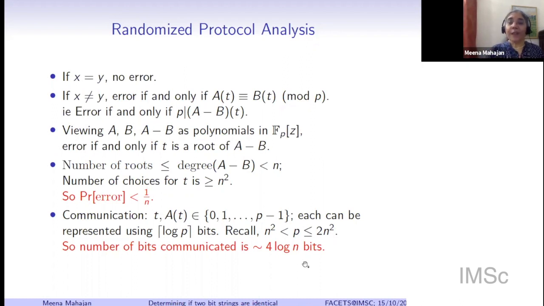So the number of bits communicated is 2 log n plus 1 bits to communicate t, 2 log n plus 1 bits to communicate a(t), about 4 log n bits. So this is the new protocol. It communicates only order log n bits. If you don't worry too much about the constants, here I have a constant 4, maybe 4 log n plus 4. So let's say 5 log n. This protocol communicates some constant times log n bits, but the probability of error is really minuscule for every input.